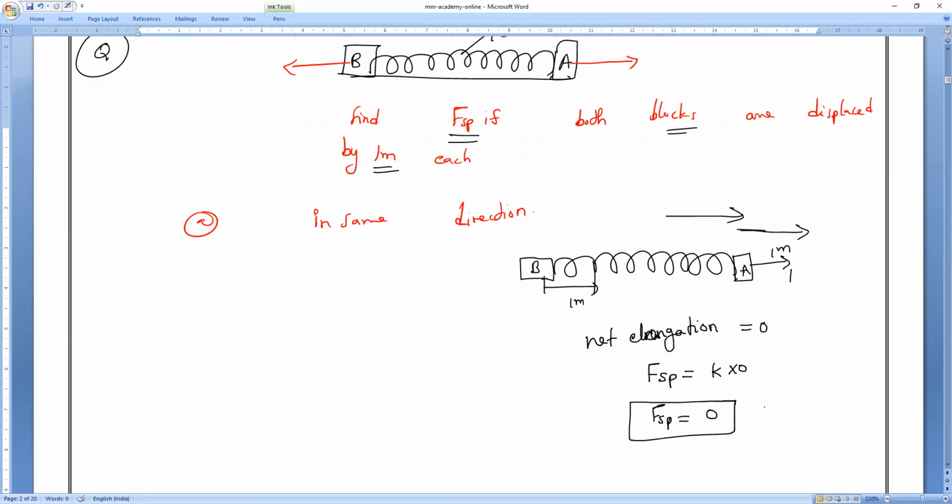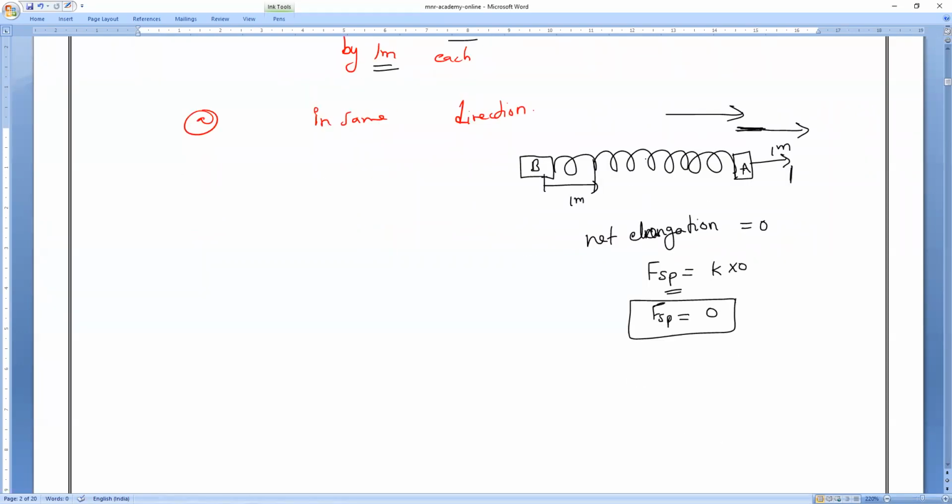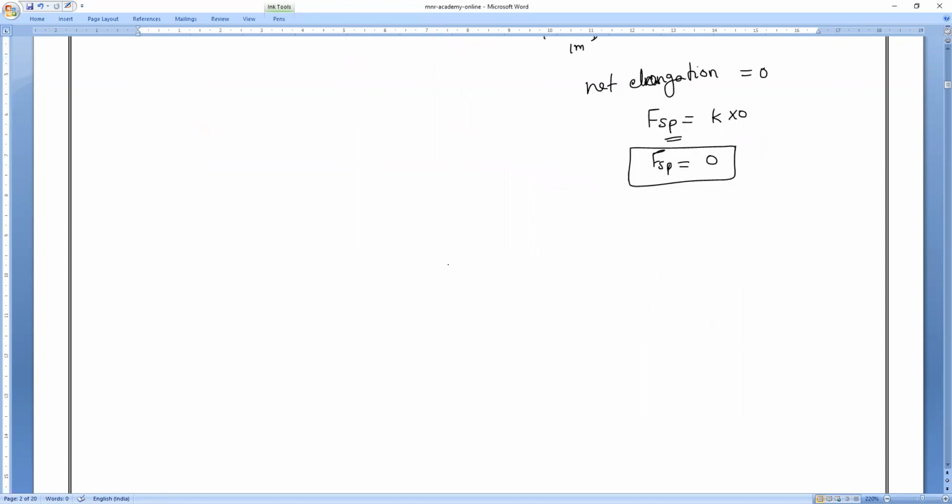0. Clear, everyone? So if any bodies displace in the same direction, then always the spring force is equal to 0, because there is no elongation. Each part of the body will travel the equal distance. So automatically, what is the elongation? 0 elongation. So the net elongation is 0, which means the spring force will become 0. Clear, everybody? That is the first thing.